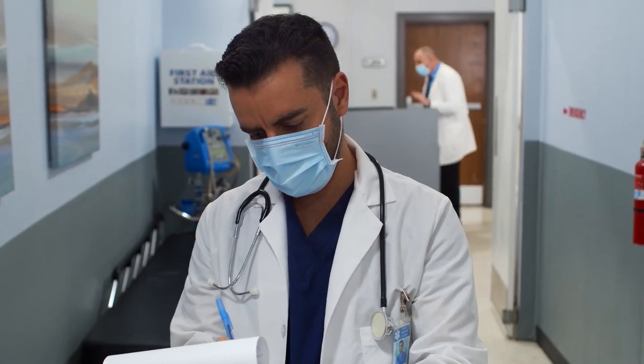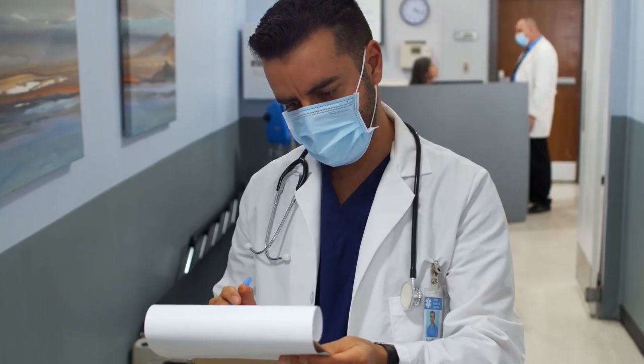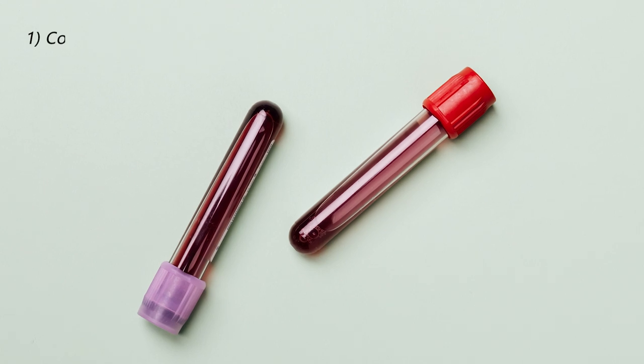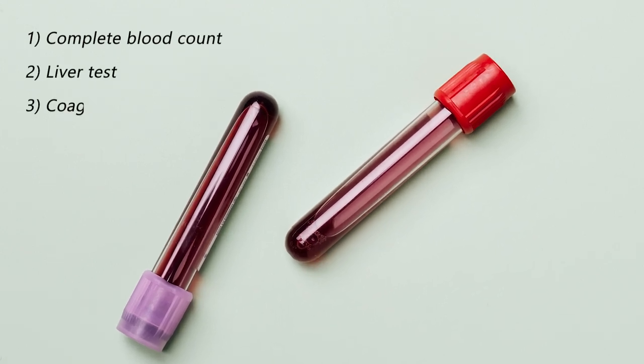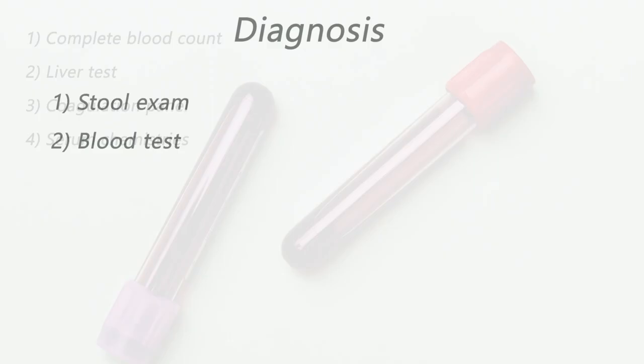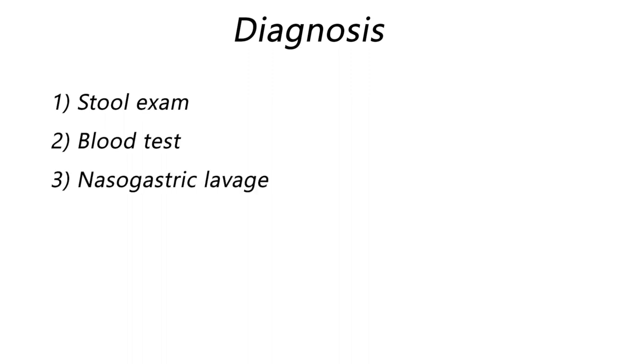There are different methods to diagnose if a patient has GI bleeding. The doctor needs to take a detailed history, conduct a physical exam, and order proper tests. Common tests for diagnosing GI bleeding include stool exam, because analyzing the stool might help determine the cause of bleeding. Blood tests include a complete blood count, liver tests, coagulation panel, and serum chemistries. Nasogastric lavage in patients with suspected acute upper GI bleeding requires nasogastric tube placement. This might help determine the source of the bleed.